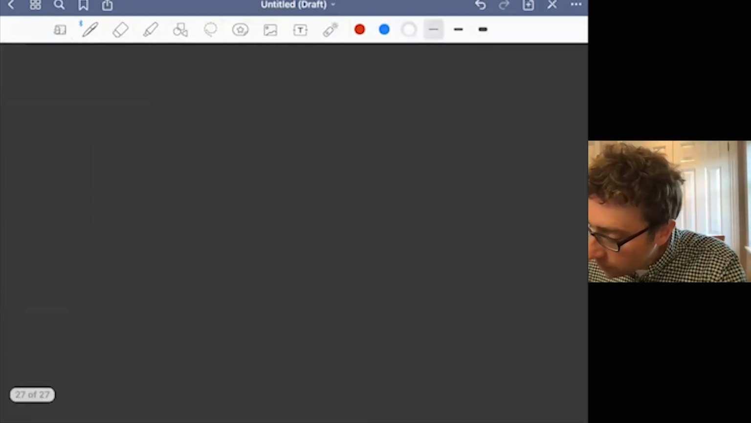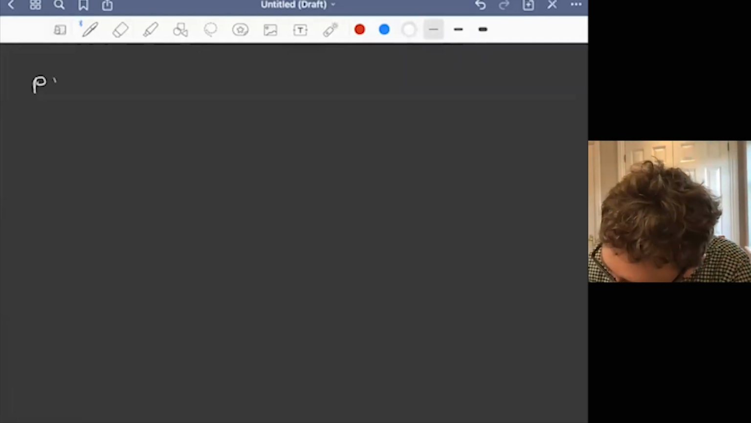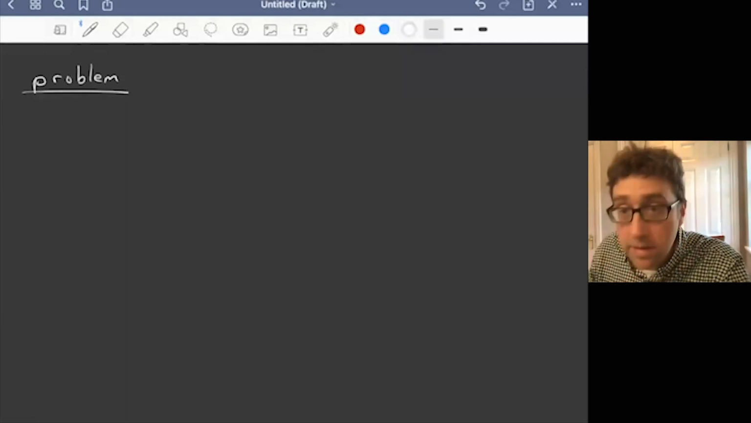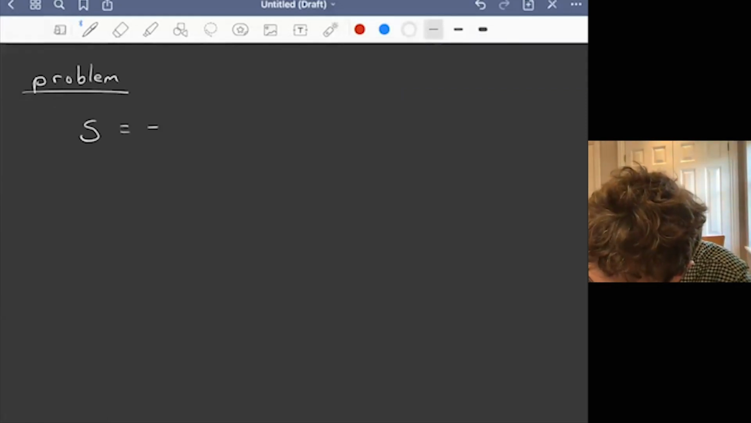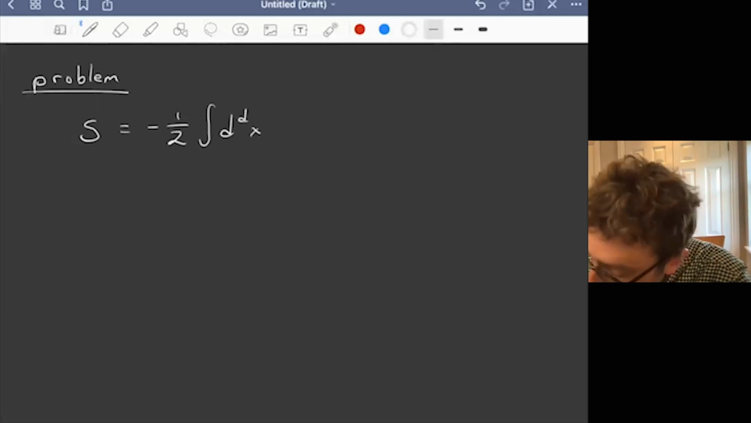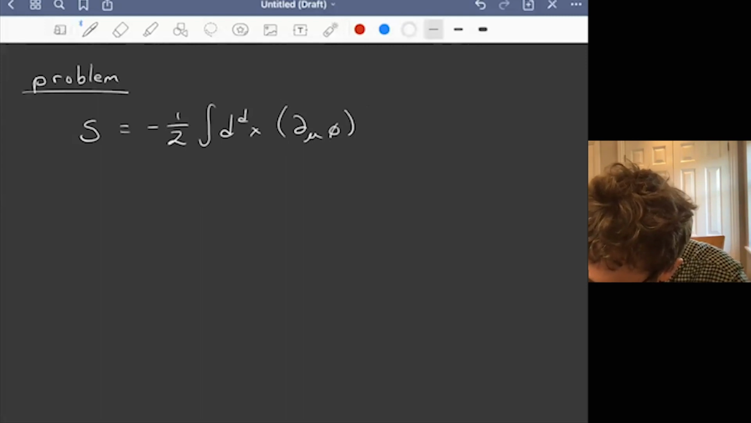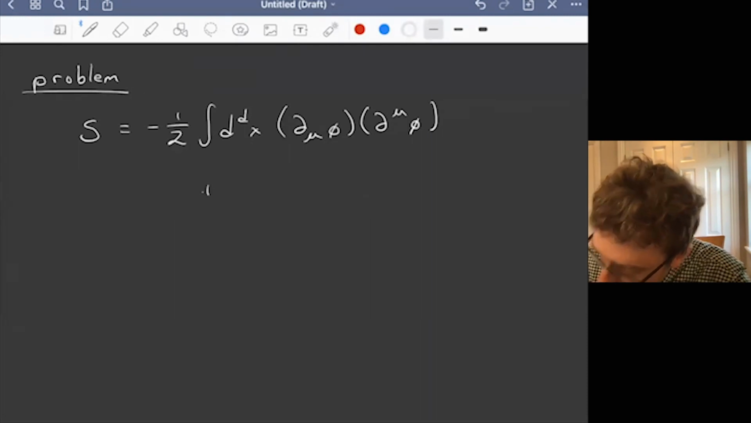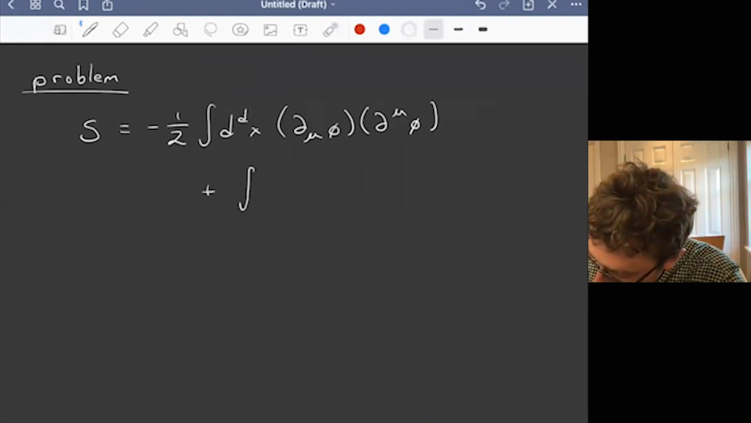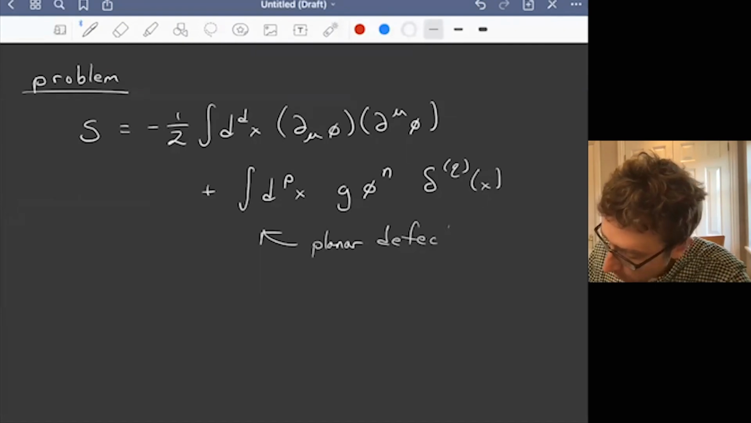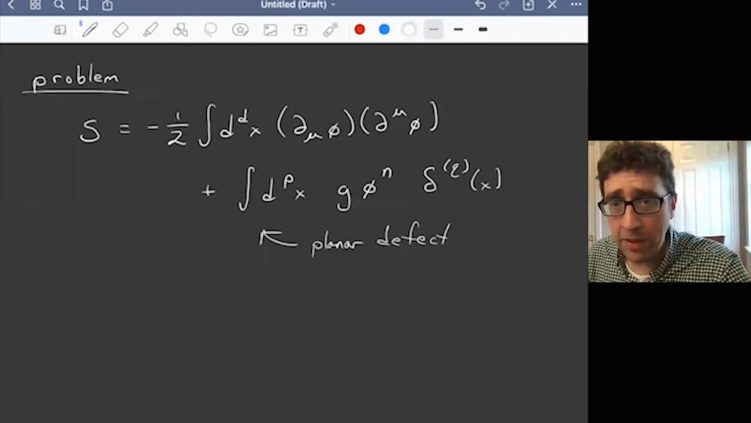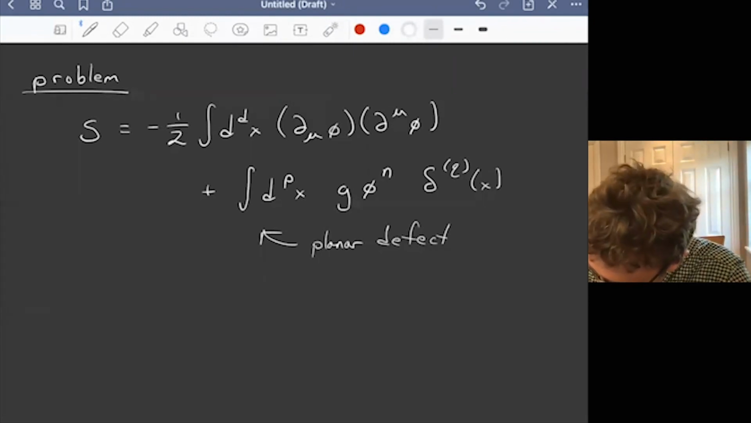And then the final one I'd like to work out for you is connected with these defect and boundary cases. So let's write down the following action. S equals minus a half integral d^d x. So we're going to have a massless scalar field in d dimensions. And in the spirit of boundaries and defects, I'm going to introduce a planar defect in p dimensions with this kind of coupling again, g phi^n, and it will be localized on the plane. So this is my planar defect. I'm not specifying the codimension. And now you can play the same game. And this game, I'm pretty sure you probably haven't played before. But it's very similar in spirit.